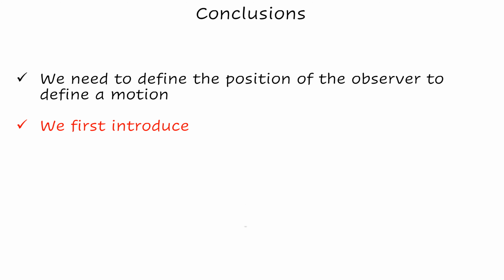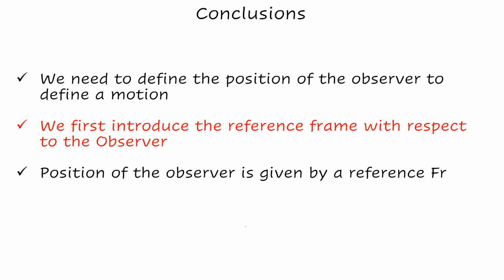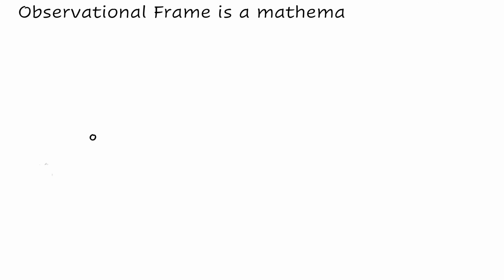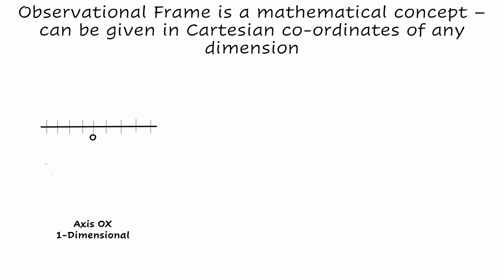We first introduce the reference frame with respect to the observer. Position of the observer is given by a reference frame. A frame of reference is a reference point combined with a set of directions. Observational frame is a mathematical concept and can be given in Cartesian coordinate in any direction. It can be along axis OX, one-dimensional, and the coordinate is given as Px.